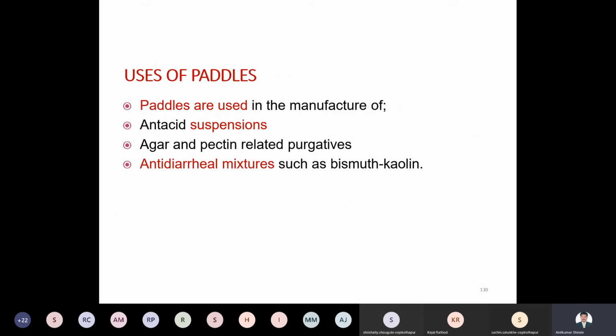Then the paddles are mainly used to manufacture different types of formulations. If you want to prepare a suspension, maybe an antacid suspension or different types of suspensions, we can use the paddle mixer. We have also seen different mixtures, maybe diffusible and indiffusible, right? Those diffusible or indiffusible mixtures can also be prepared with this paddle type of mixer. It mainly contains agar or pectin, or an antidiarrheal mixture can also be prepared. An example is bismuth kaolin mixture, which is mainly used for antidiarrheal preparations, and it can be prepared with this paddle.